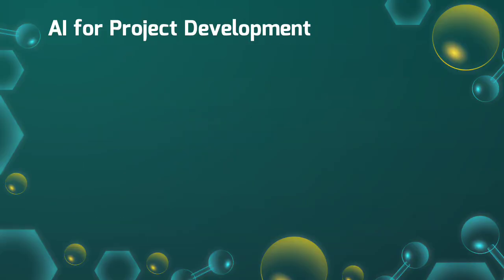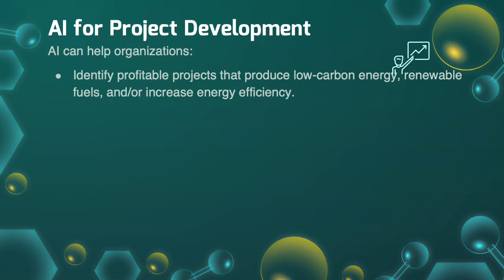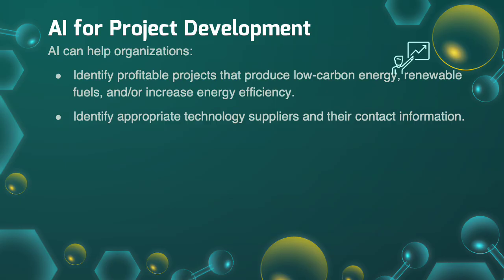AI has a wide range of capabilities and can be utilized by millions of organizations around the world to help develop and implement many climate action projects. Given below are some examples of how AI can help an organization develop and implement a project. First, identify potential profitable projects that can produce low-carbon energy, renewable fuels, and/or increase energy efficiency. Second, identify appropriate technology suppliers and their contact information.